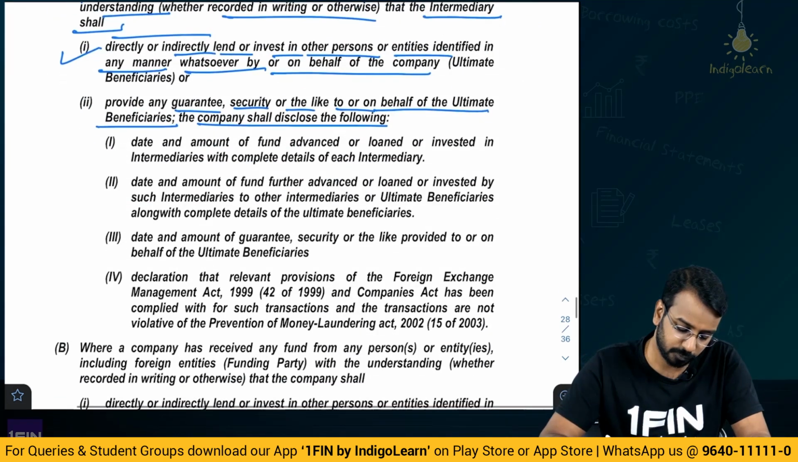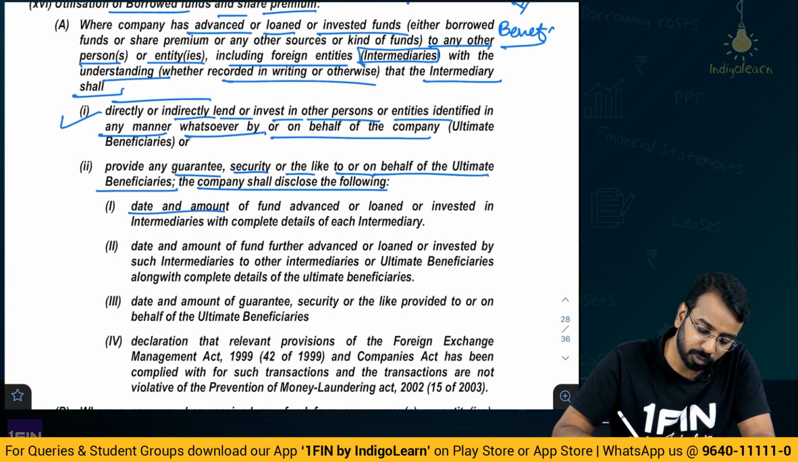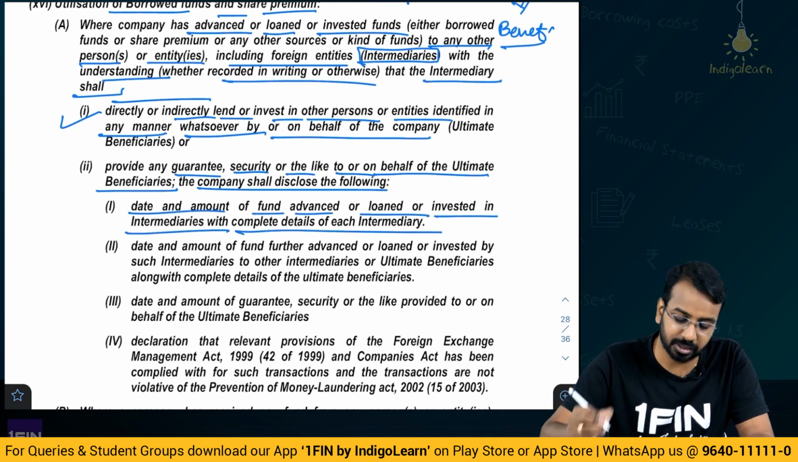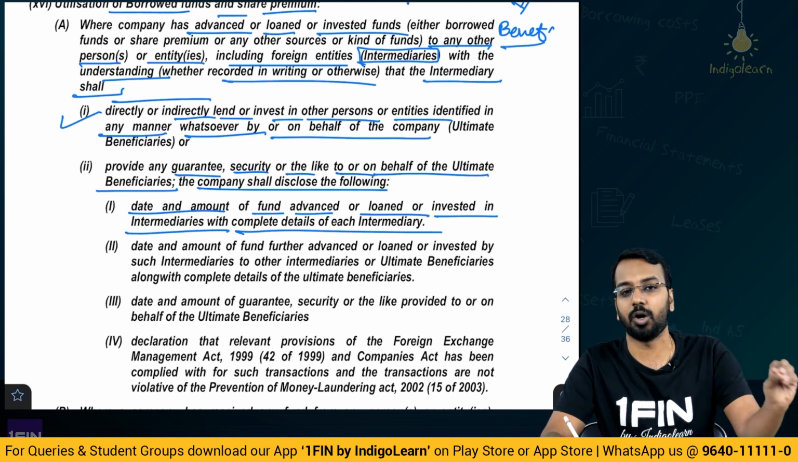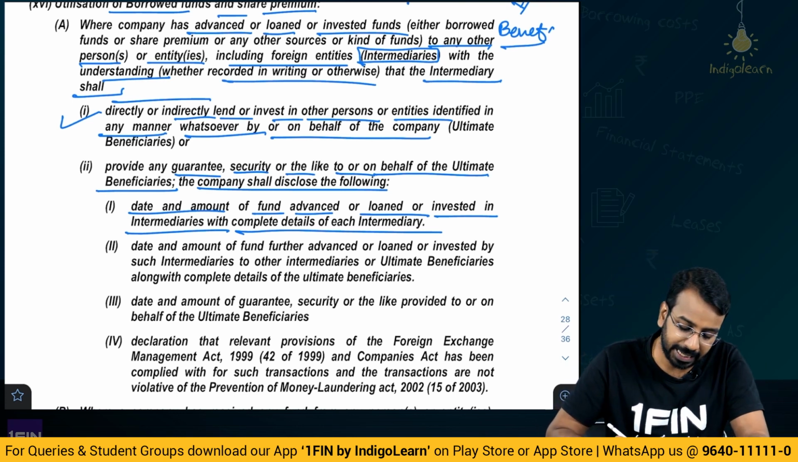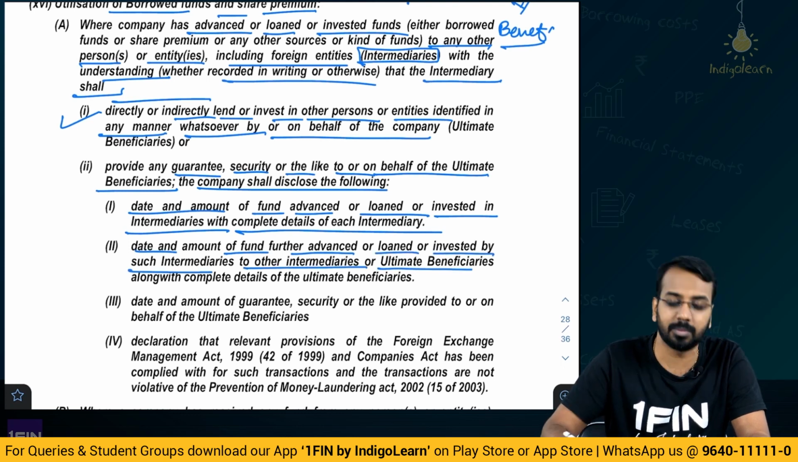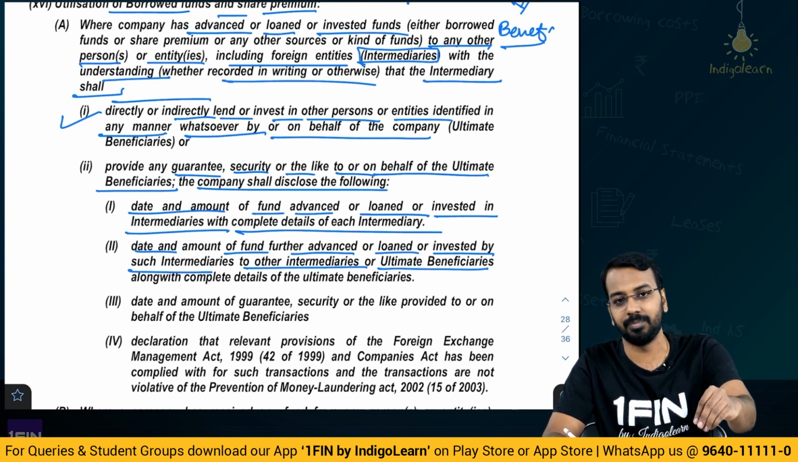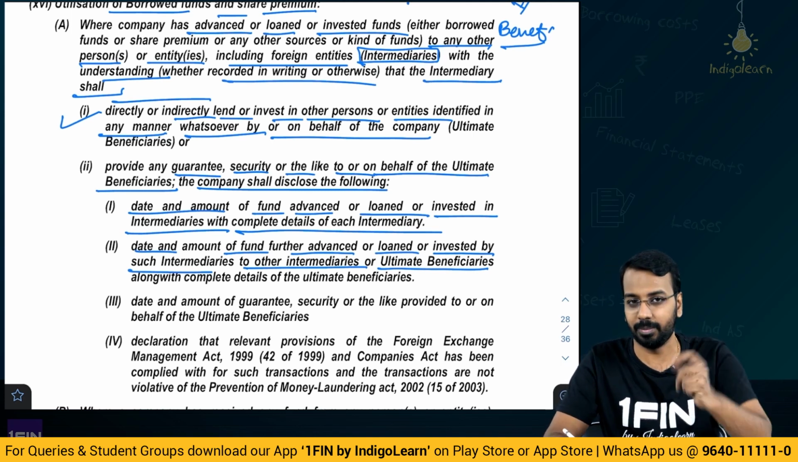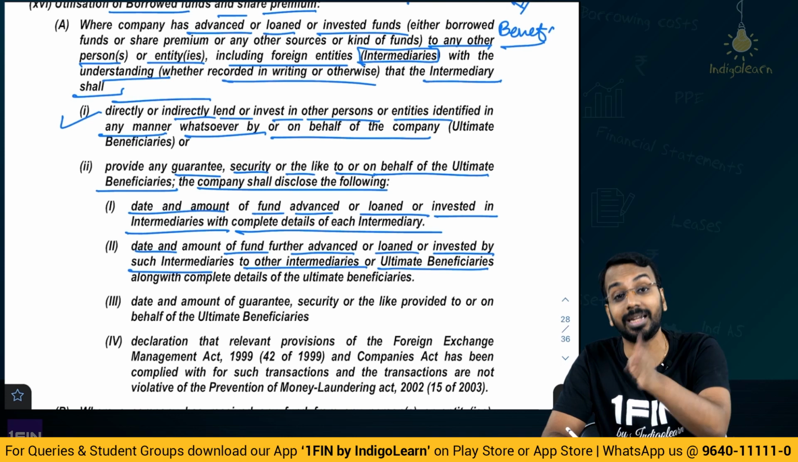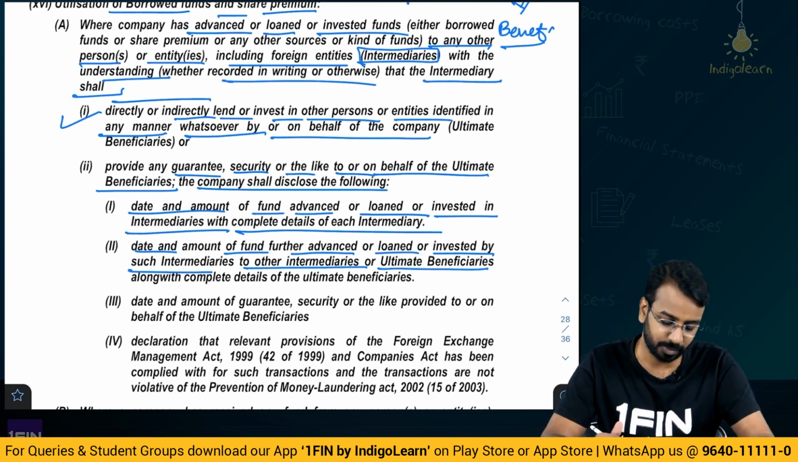What are to be disclosed? The disclosures are: date and amount of fund advanced or loaned or invested in intermediaries with complete details of each intermediary. So, to each intermediary, how much amount have we given? Then, date and amount of the fund further advanced or loaned or invested by such intermediaries to other intermediaries or ultimate beneficiaries. So, I gave to an intermediary, let's say you gave it to the ultimate beneficiary, or you have given to another intermediary who will give it to the ultimate beneficiary.